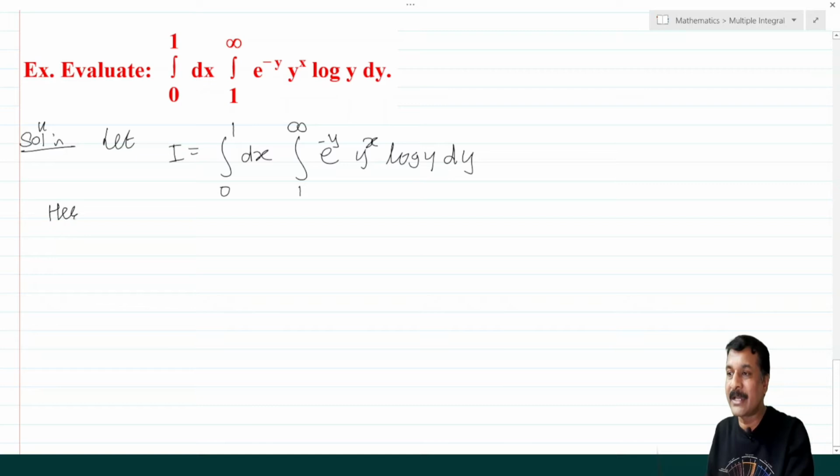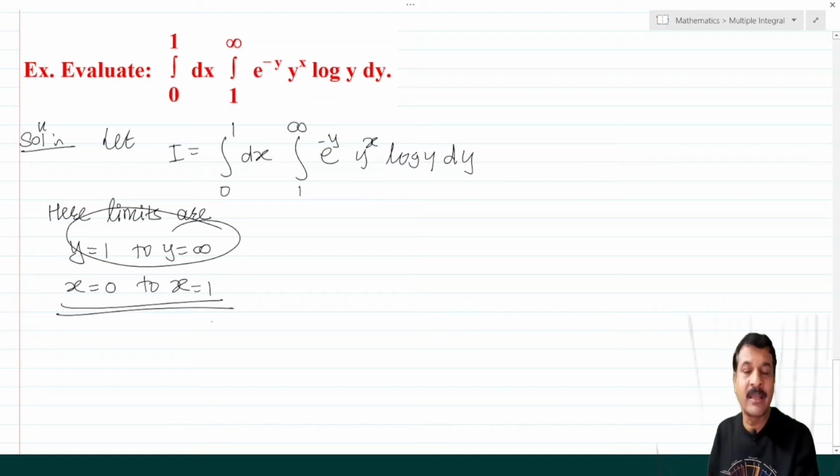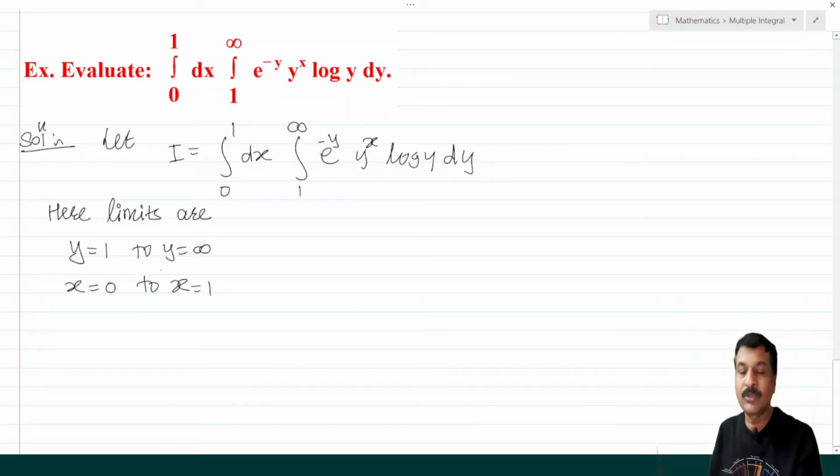So here the limits are, definitely with respect to y, these are the limits of y. So y equal to 1 to y equal to infinity and the remaining x equal to 0 to x equal to 1. It means that here y varies and x is constant, meaning the given strip is vertical. We have to change it, we have to take horizontal. So first you find the region of integration. So here the equations are y equal to 1, y equal to infinity, x equal to 1.